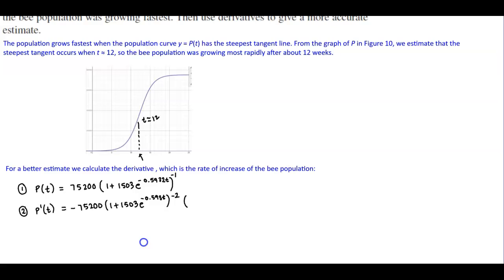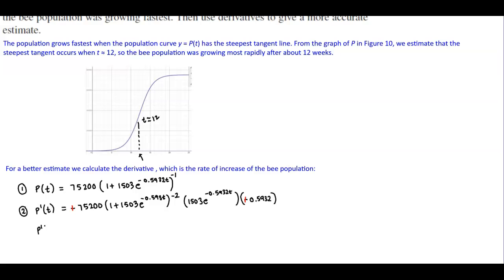If we take the derivative of 1, it's 0. If we take the derivative of e, we have 1503 e to the negative 0.5932t. And then the derivative of the exponent negative 0.5932t is negative 0.5932. Okay, and so if you look here, we do have a negative value, so that negative value is going to make this a negative times a negative, which is going to make that a positive.